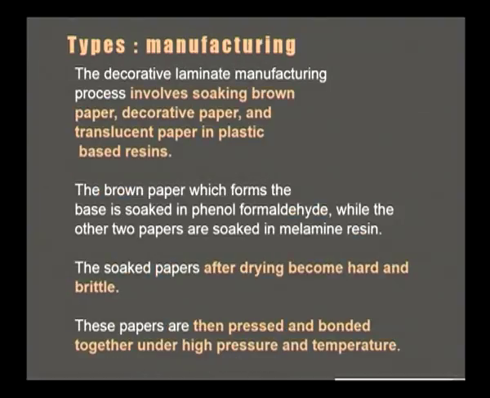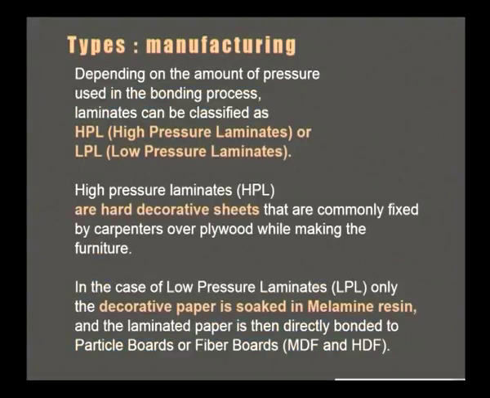So manufacturing of decorative laminates shows why a particular laminate can be used extensively. It involves soaking of brown paper, decorative paper and translucent paper in plastic based resins. So this is what characterizes its structure. The brown paper which forms the base is soaked in phenol formaldehyde, while the other two papers are soaked in melamine resin. The soaked papers after drying become hard and brittle. These papers are then pressed and bonded together under high pressure and high temperature. So that's how the high pressure types of decorative laminates are formed.